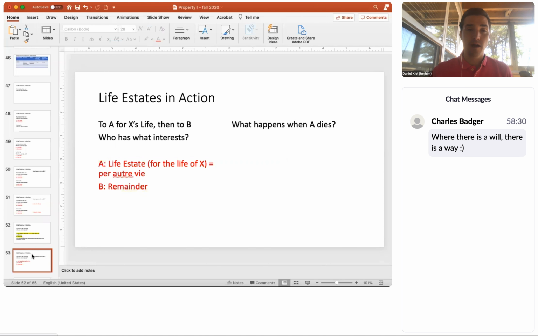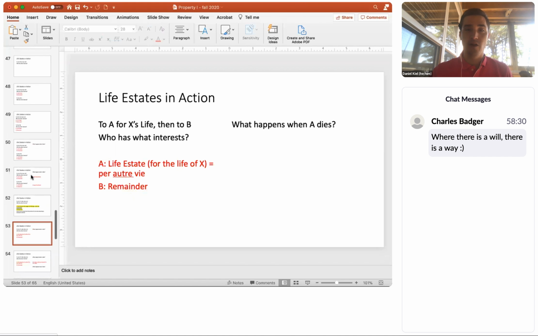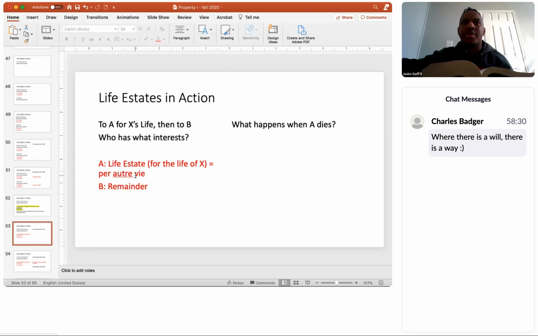So let's add some facts to this one. Now this is going to get a little tricky. What happens when A dies in this example? The life estate lasts for the life of X. So what happens when A dies? Anybody want to take a stab at that? So would it revert back to O when A dies, and then it would go to B after X dies?